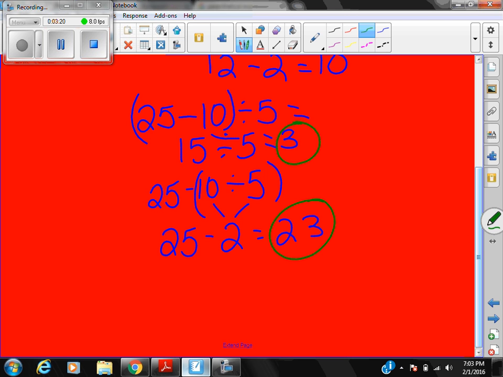So I want you to keep in mind that using parentheses can change the outcome of your answer. But as long as you do what's in parentheses first, you are always going to get to the right answer. Parentheses first.